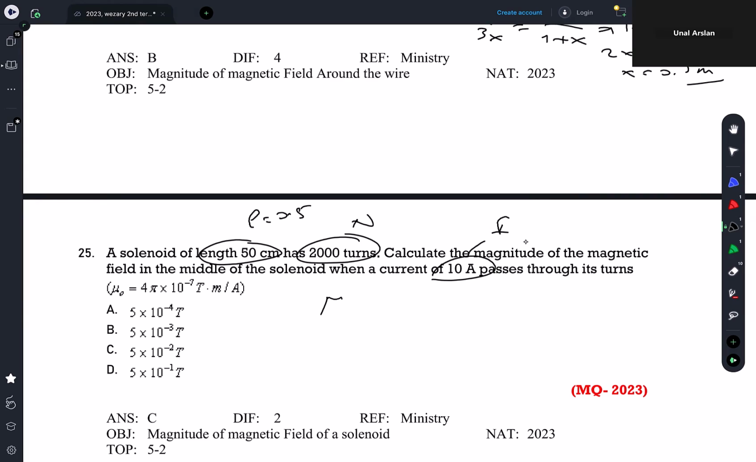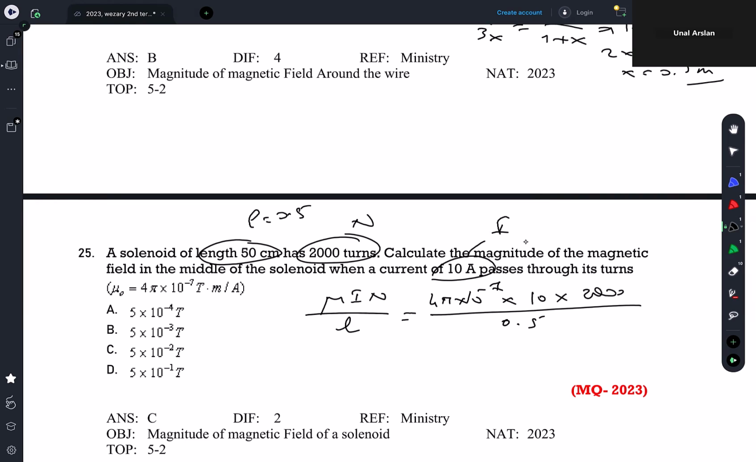It's very easy. B equals mu I N over L. Mu is 4 pi times 10 to the power negative 7. I is 10. N is 2000 divided by L, which is 0.5. Use your calculator. 4 times 3.14 times 10 to the power of negative 7 times 10 times 2000 divided by 0.5.